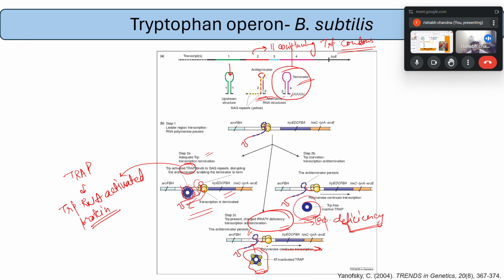Trap cannot bind to any of the tryptophan, so there is no need of the anti-terminator also. So here the anti-terminator of the transcription persists because these sequences have complementarity, and the transcription also continues. Okay, so a similar thing happens as compared to E. coli, but the different thing is the usage of the trap protein and the 11 tryptophan molecules that help in the attenuation process. Okay, so this leads to the end of the tryptophan operon.